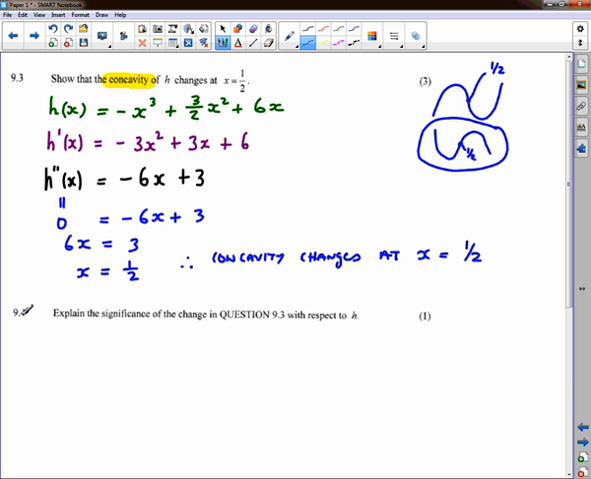Question 9.4 now wants us to explain the significance of that change in question 9.3 with respect to h. Well, it's significant in that at x equals a half, there is a point of inflection.